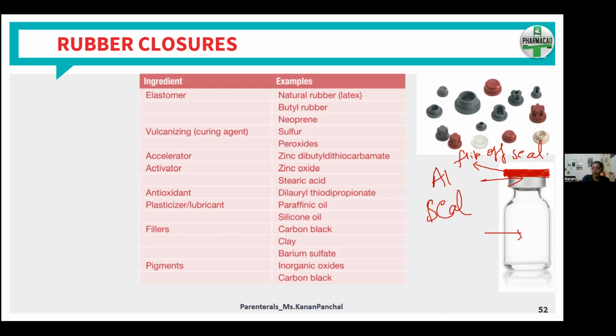So here you have different seals. Mostly gray-colored seals are used. White and red, red usually for LVPs. White and others are used for some special purposes.